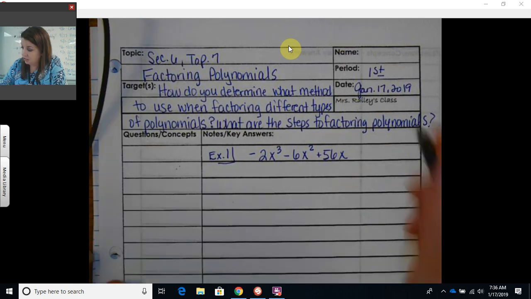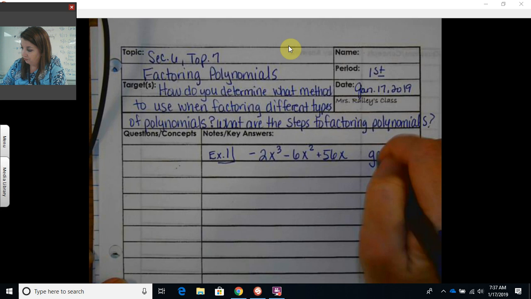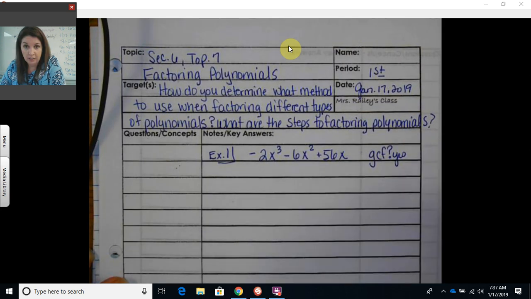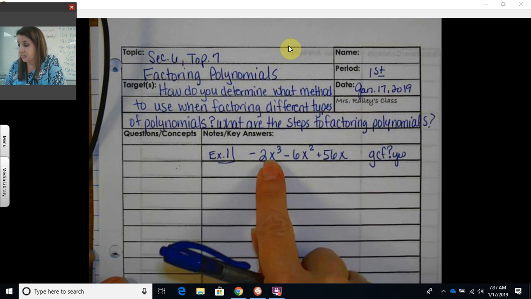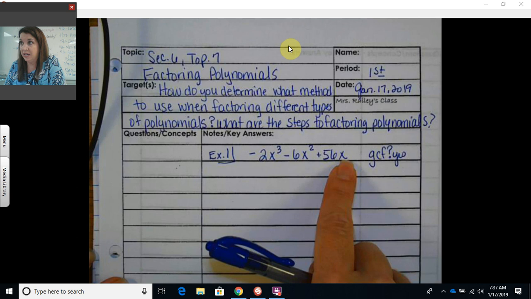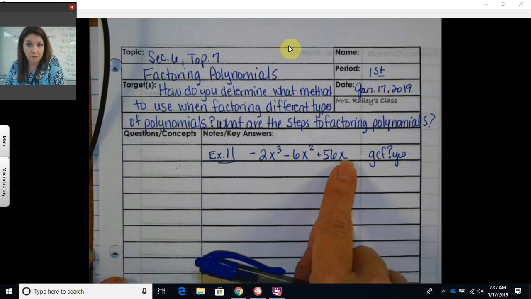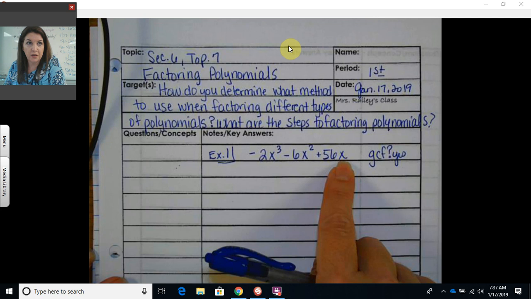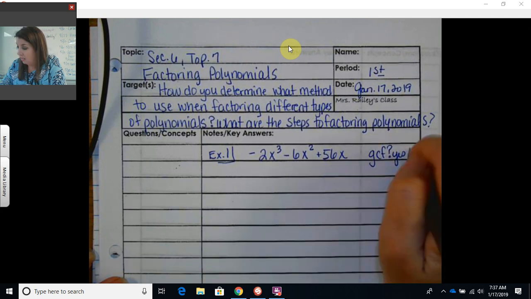So does this one have a GCF? Yes. What is it? 2. Do I have any variables? X. This term has 3 x's, this term has 2 x's, this term has 1 x. Take as many x's as they have in common. Can I take more than 1 x? No. Also, if your leading coefficient is negative, it doesn't matter if they're all negative or not. Go ahead and factor out the negative as well. So our GCF, we're going to take out a negative 2x.